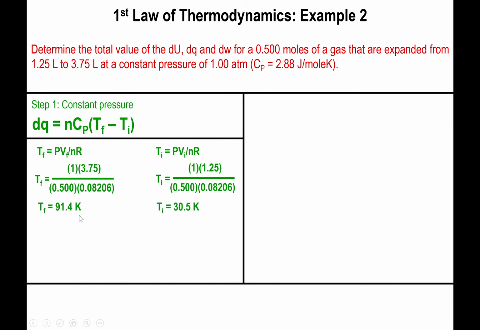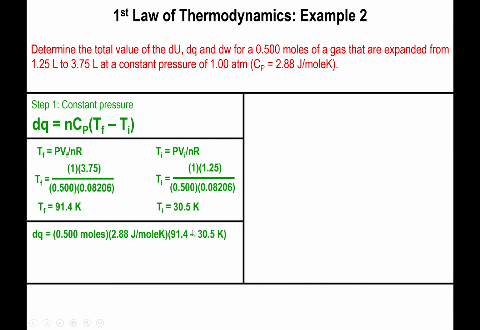And what you find out with this is that the final temperature is going to be 91.4 Kelvin. The initial temperature is 30.5 Kelvin. Alright, so this is the only extra step that needs to be performed here because you weren't given the temperatures to begin with, but you did know the changes in volume. Okay, with everything at hand, we can now perform the calculation.